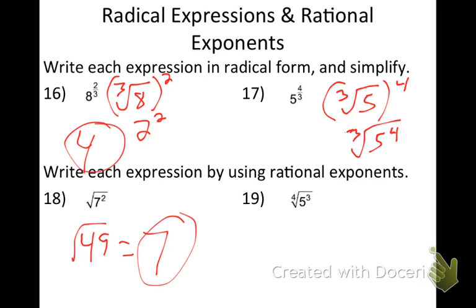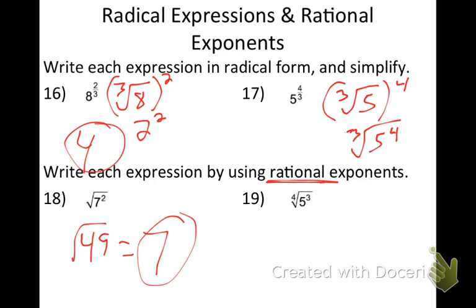And then 19. The 4th root of 5 to the 3rd power. Just write it as a rational exponent because you can't simplify it. What's that going to get you, Mark? Rational means what? I'm still confused. What does a rational number mean?